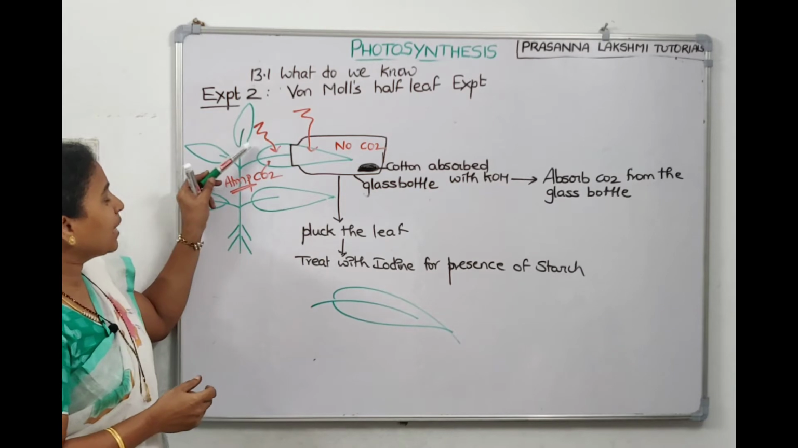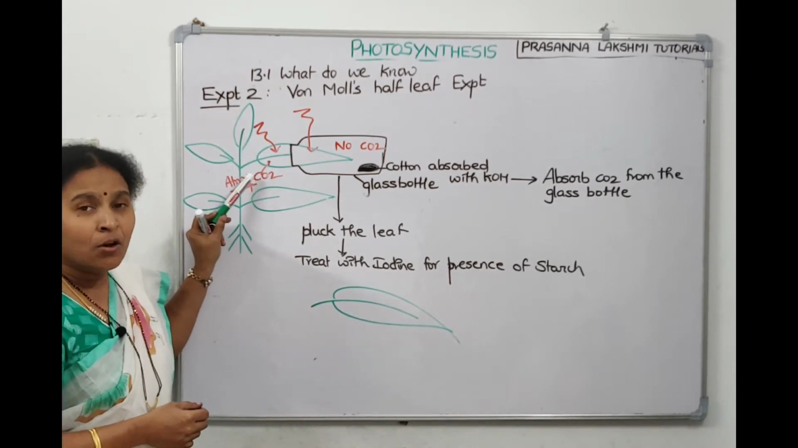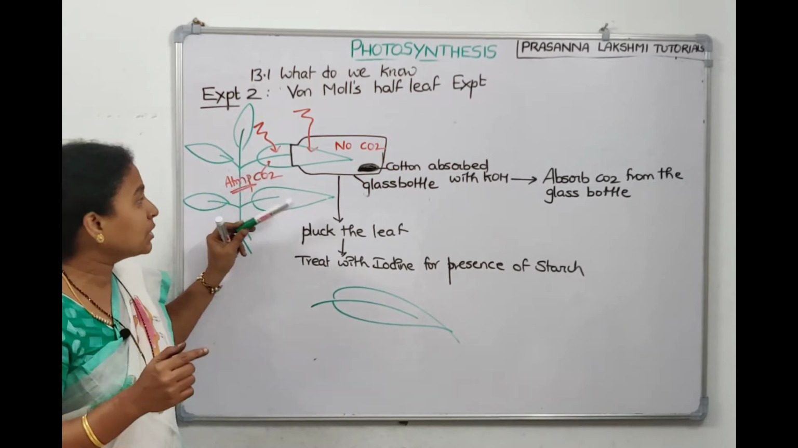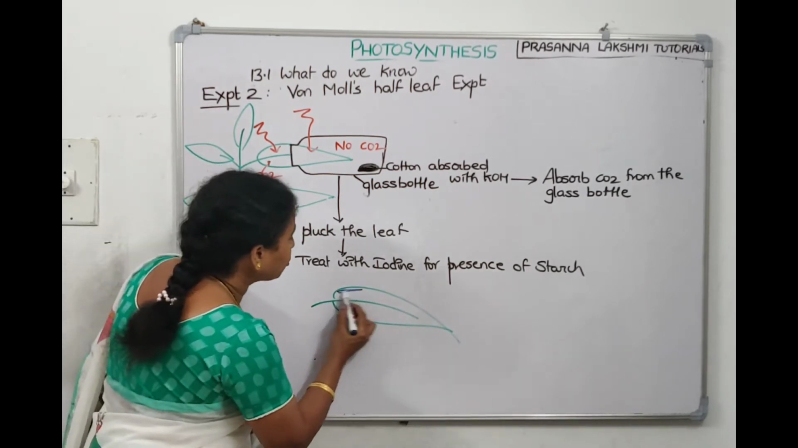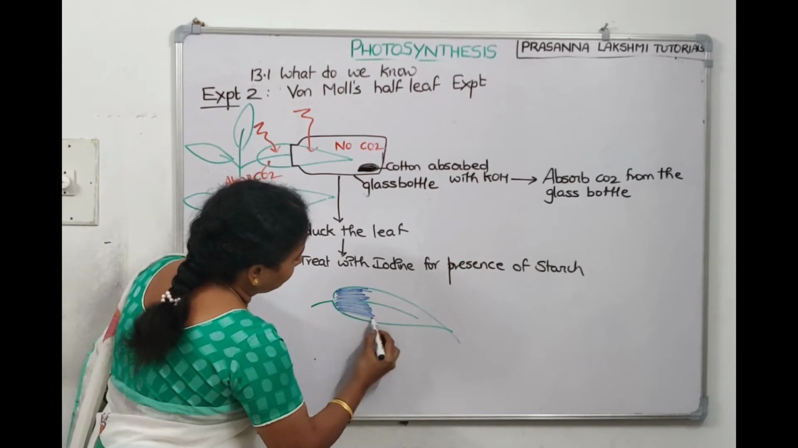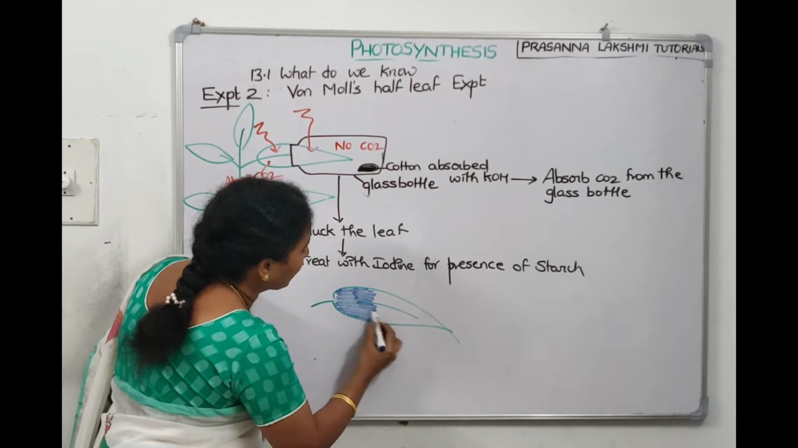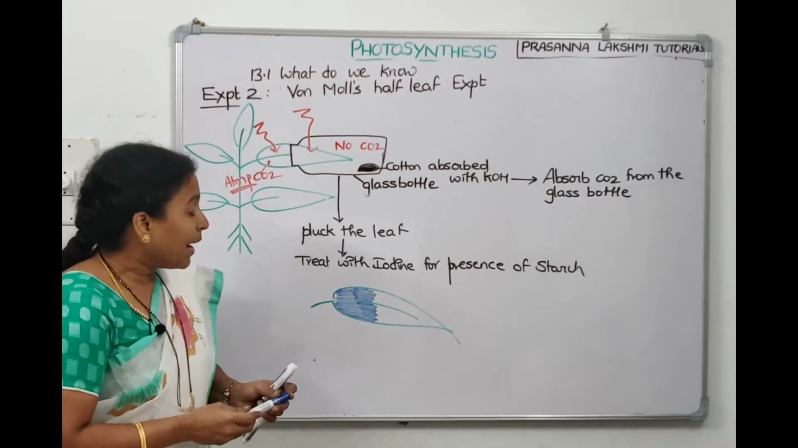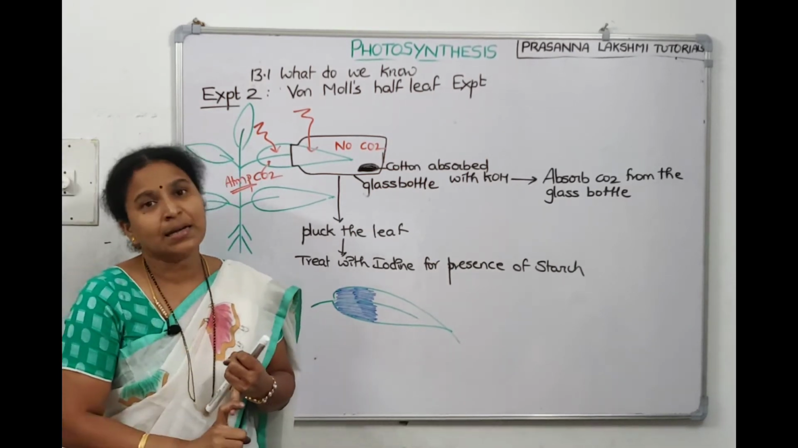which can absorb sunlight and carbon dioxide, which is green in color, will do photosynthesis. This portion will do photosynthesis and accumulate starch. When you add iodine, it reacts with the starch and this portion of the leaf turns blue, because starch changes the iodine to a blue colored solution. So half of the leaf became blue. The remaining half of the leaf is green in color.